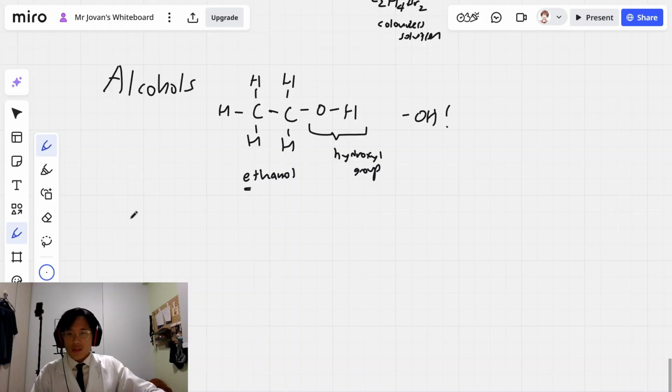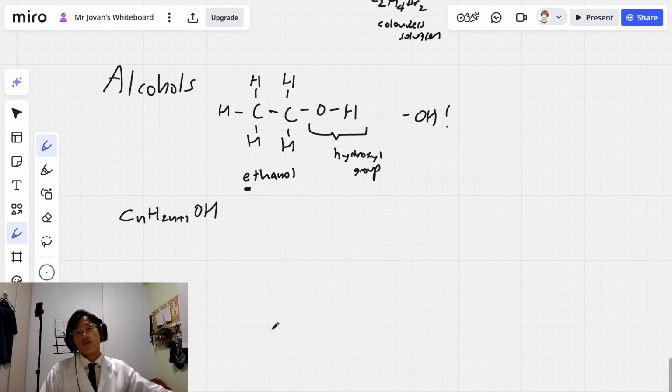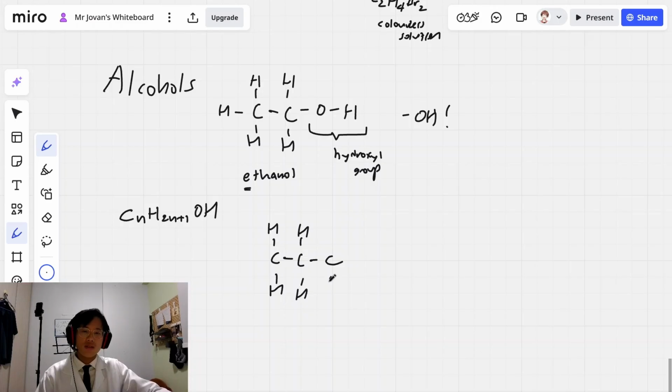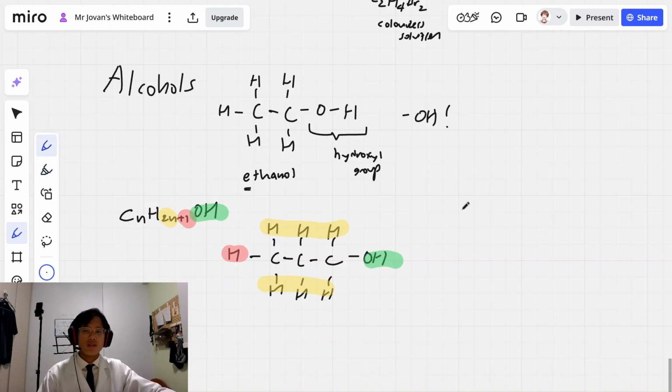Let's talk about the general formula. CnH2n+1OH. I'm going to break down the general formula so that you don't have to memorize it and you just straight away understand. Let's use three carbons as an example. n, 2n. Every time remember 2n means up, down. Up, down. Plus 1, I'll add the 1 to the side. OH, I'll add it to the side. Very easy. Simple. Now let's try another one.